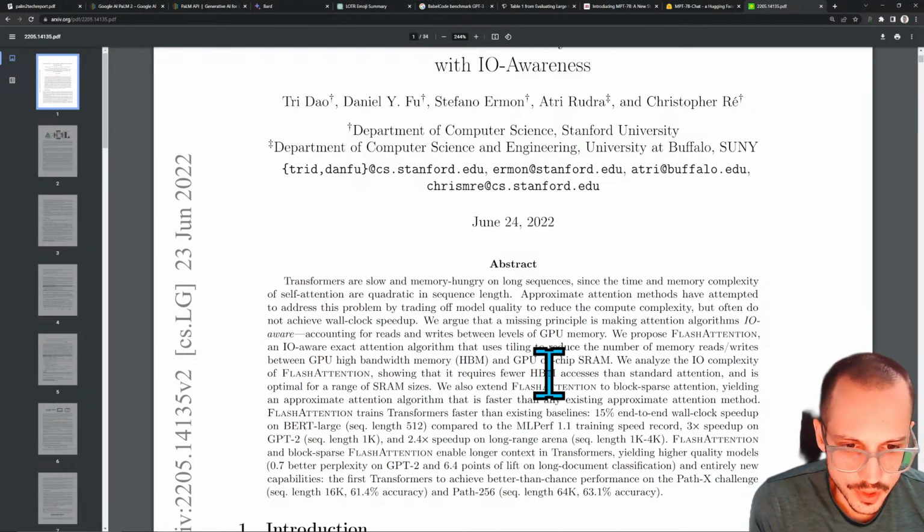Showing that it requires fewer HBM accesses than the standard attention and is optimal for a range of SRAM sizes. We also extend FlashAttention to block sparse attention.